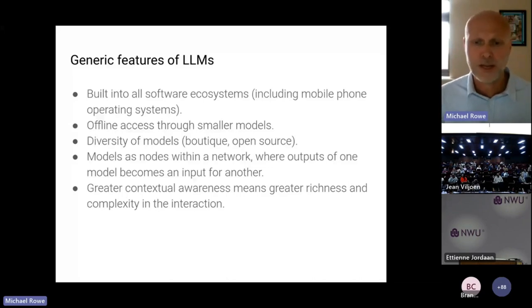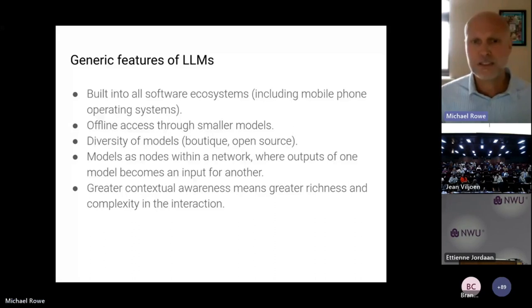At the moment, it's all under human agency. So we're making decisions about which outputs and which models get combined to create these kind of more complex networks. I was going to say organisms, but that probably doesn't create the right metaphor. And we're seeing greater contextual awareness, which means we're going to see greater richness and complexity in the interactions. So you can imagine these networks of models that are all interacting with each other, and we become one node in that network. It's going to get very interesting very quickly.